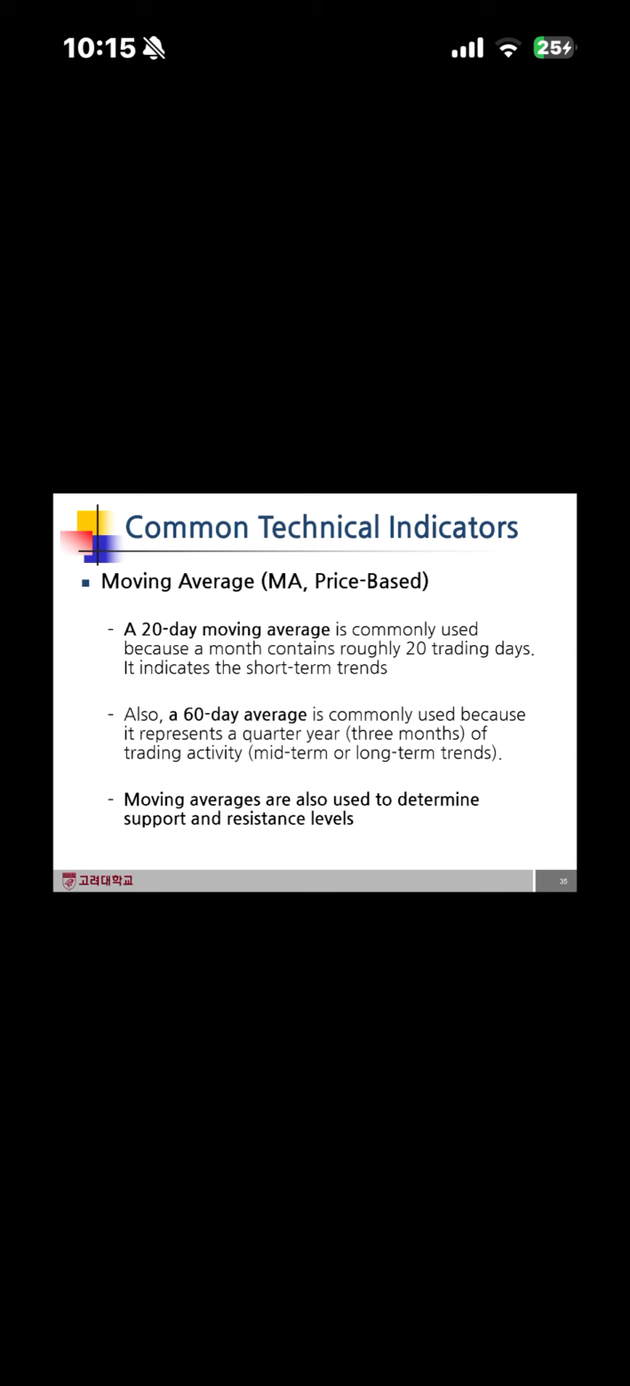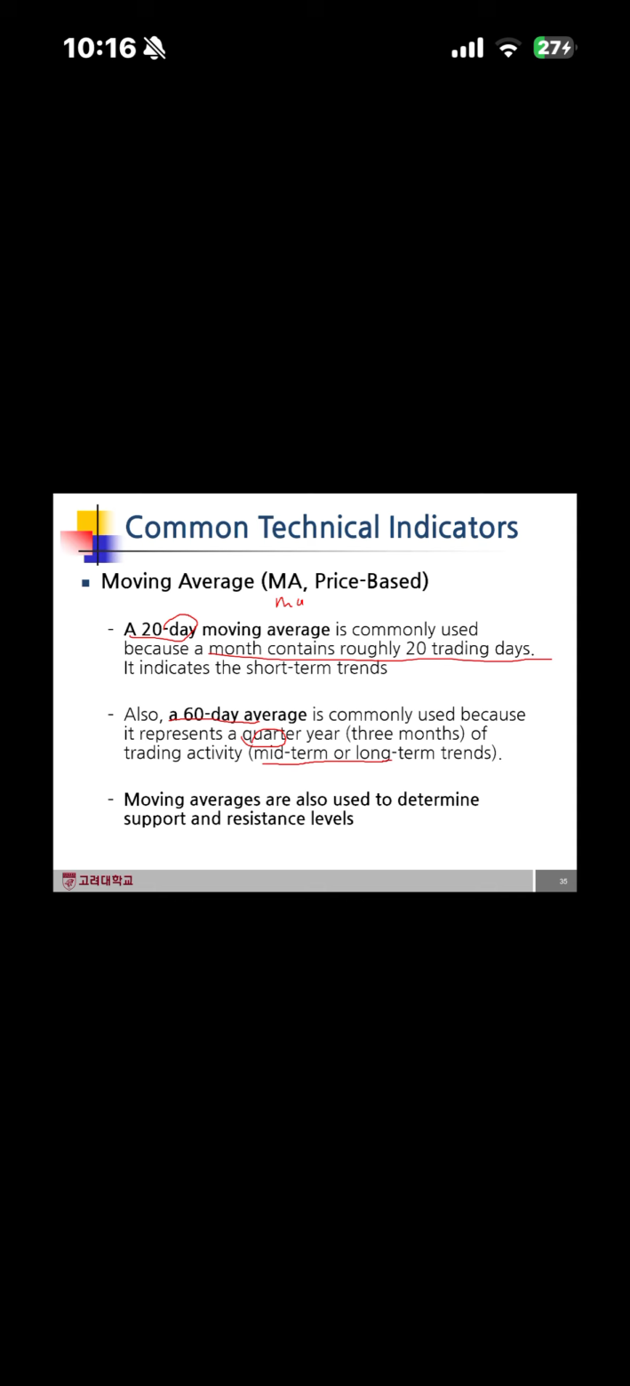One commonly used moving average is the 20-day moving average. Because the typical month contains roughly 20 trading days, the 20-day moving average is often used to represent a short-term market trend. And another commonly used moving average is the 60-day moving average. And since a quarter of a year contains approximately 3 months of trading, the 60-day moving average is often used to represent a mid-term or longer-term trend. By comparing different moving averages, a technical analyst can observe how short-term price movements interact with long-term market trends.